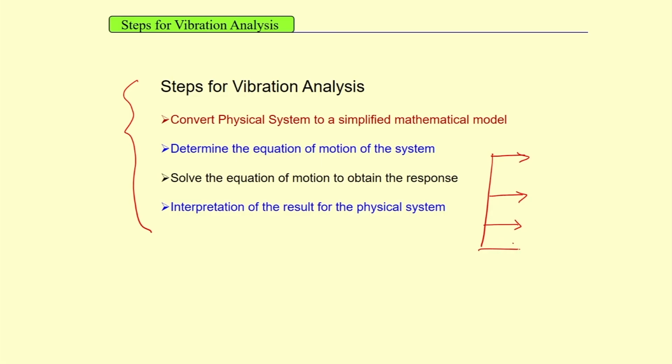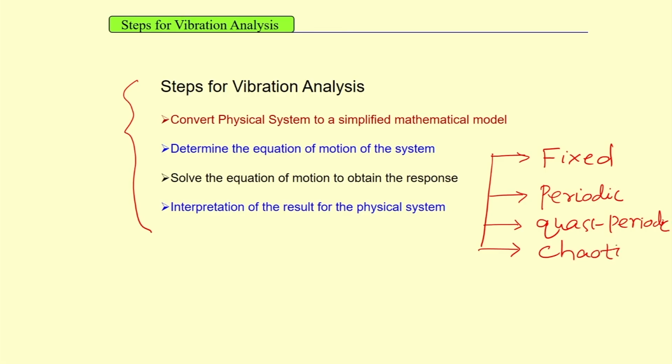The first type of solution is the fixed point solution. The second type of solution is the periodic solution. If the response is periodic, then this is a periodic solution. Then we may get a quasi-periodic solution, or we may get a chaotic solution. We will study all these types of solutions in this course.